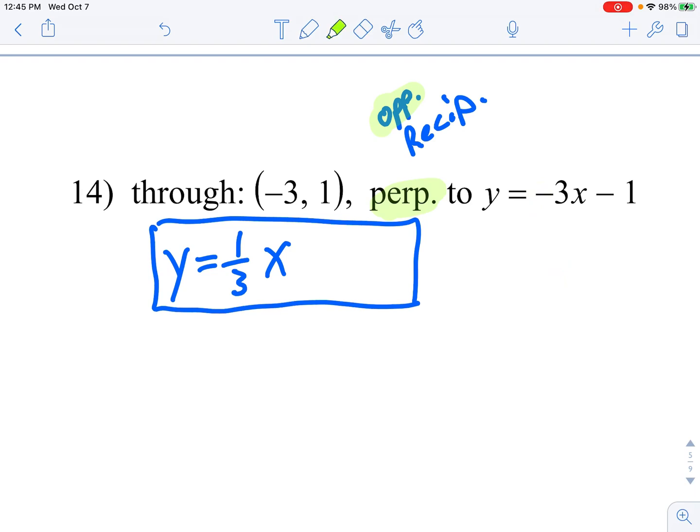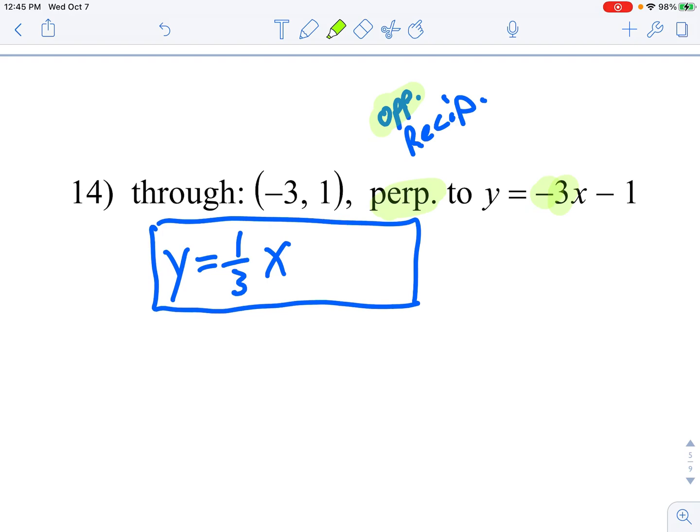The opposite of negative is positive, and the reciprocal of 3, oh, I'm going to sneeze. Sorry about that, guys. I turned away from the microphone. Hopefully you didn't blast your eardrums. Okay, back to what I was saying.